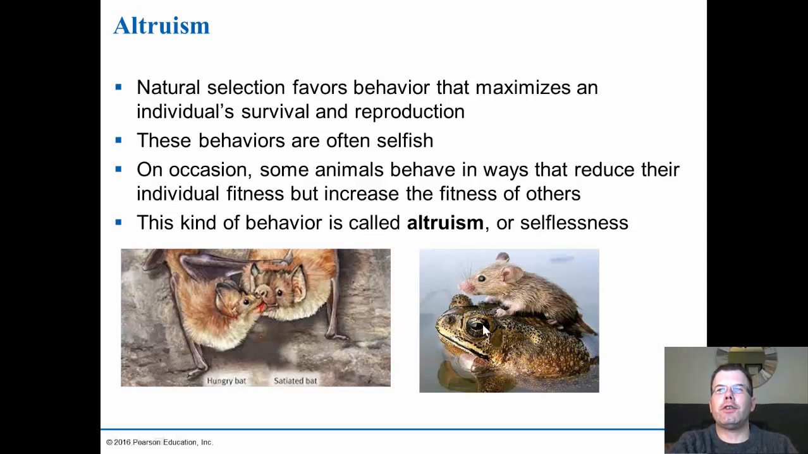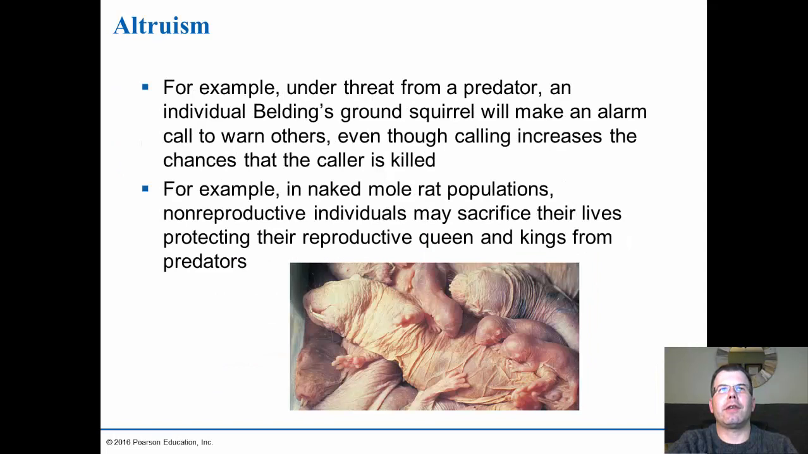Or in this situation, where you have cross-species altruism, this mouse is sitting on the back of the frog and they're not attacking each other. The frog is providing the mouse a way to get out of the water, so he doesn't have to swim to shore, and the frog will eventually get him to shore. That would be an example of altruism or selflessness.